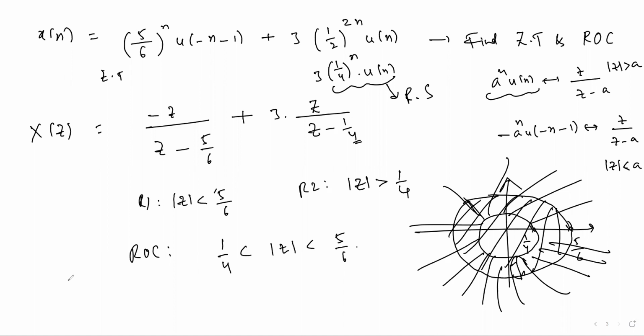So one left sided signal and one right sided signal combined give a both sided signal. The ROC property for a both sided signal is that it is bounded between two circles. Fine. One more question.